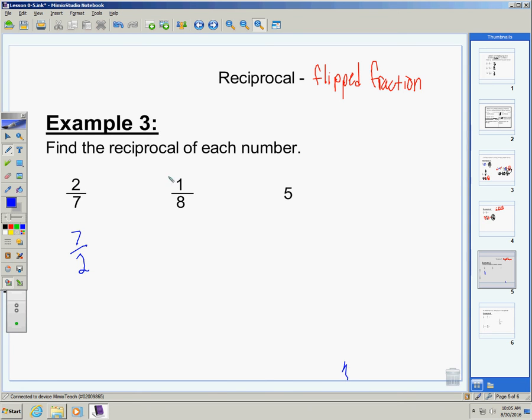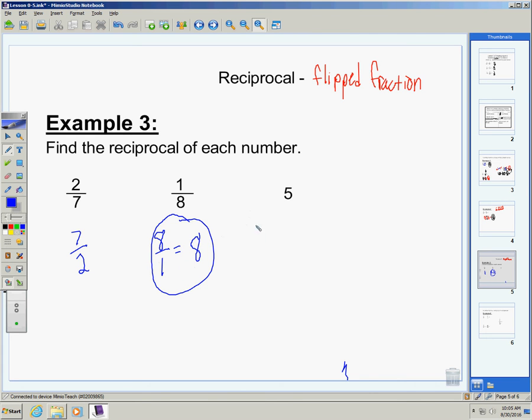What's the reciprocal of 1/8? Well, that would be 8/1. And remember, if it's a denominator of 1, that just means it is a whole number, such as 8. So the reciprocal of 1/8, you can either write it as 8/1, or it's easier to just write it as 8, but both of these mean the same thing, so both of those would be acceptable.